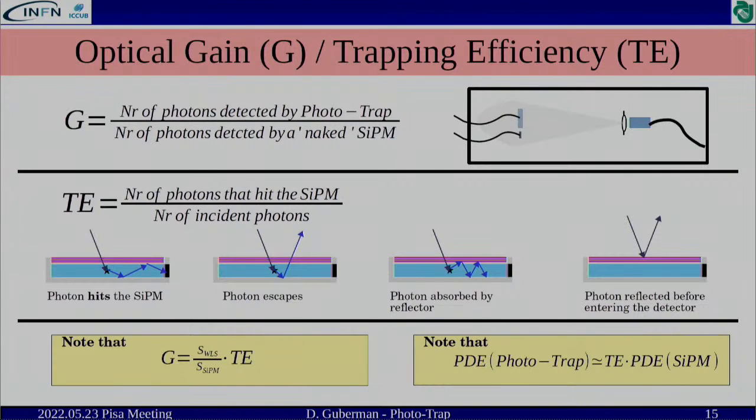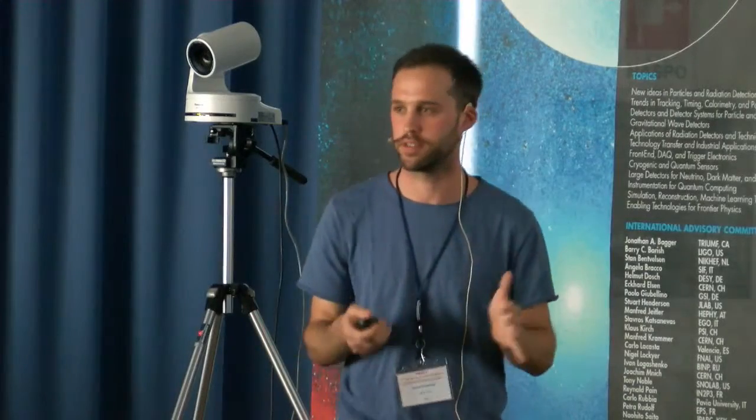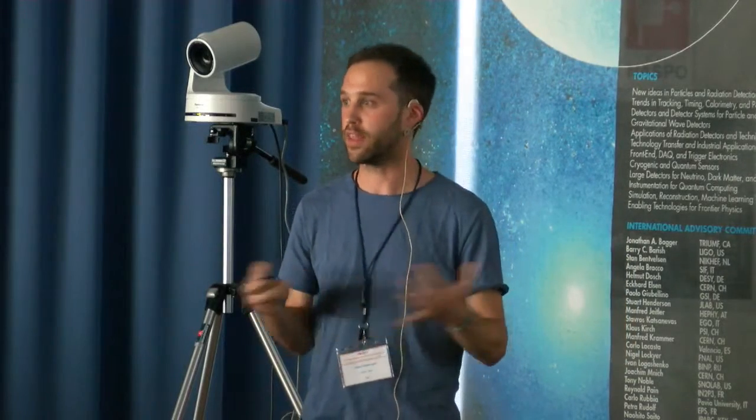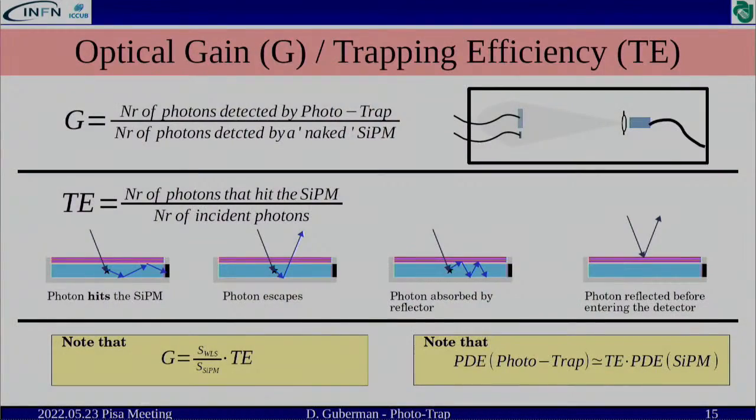So we take into account not only the photons that are absorbed and then escape, but also the photons that do not even reach the wavelength shifter in this case. So actually, as I said, what we measure is the optical gain, which is connected to the trapping efficiency by the ratio of the areas, essentially. Okay? So it's important not to confuse the trapping efficiency with the PDE. So the PDE of photo trap would be essentially the trapping efficiency times the PDE of the silicon PM it employs. So an ideal pixel would have 100% trapping efficiency and then a PDE equal to the silicon PM.